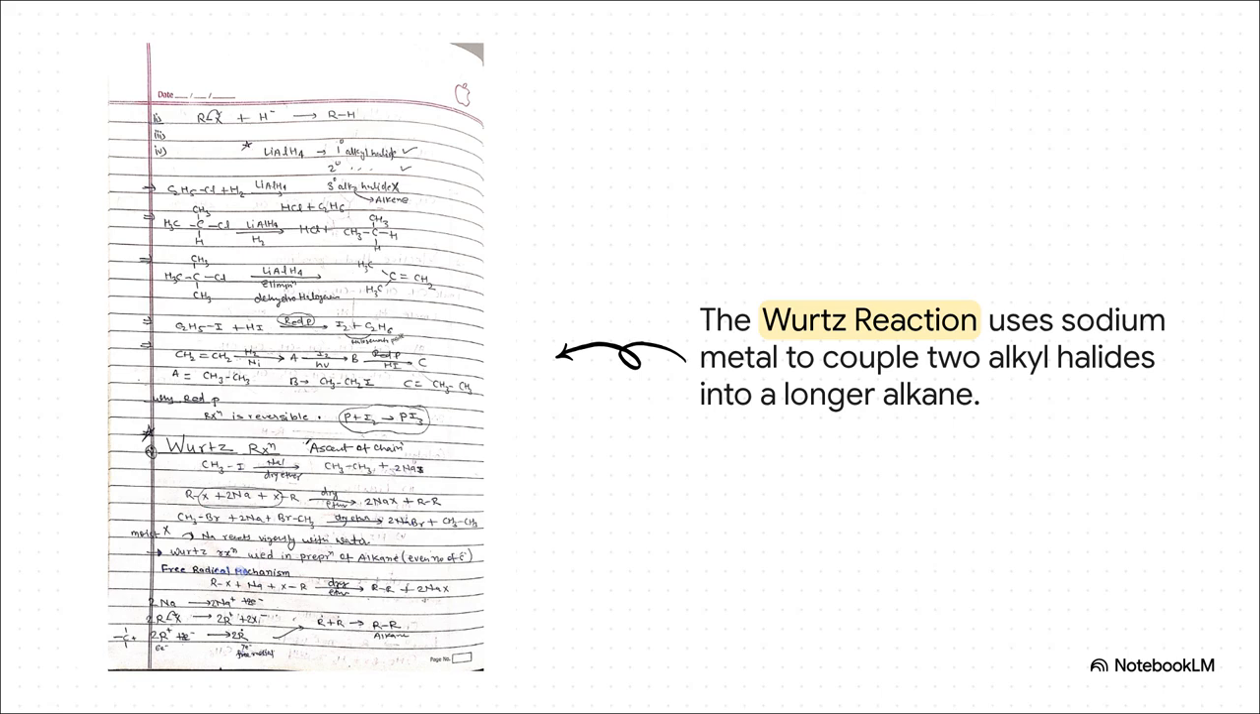This is a classic method for what we call chain ascension, which basically just means you're making the carbon chain longer. You take two alkyl halides, you throw in some sodium metal and dry ether, and you basically glue them together to make a new, longer alkane. It's a really powerful tool.